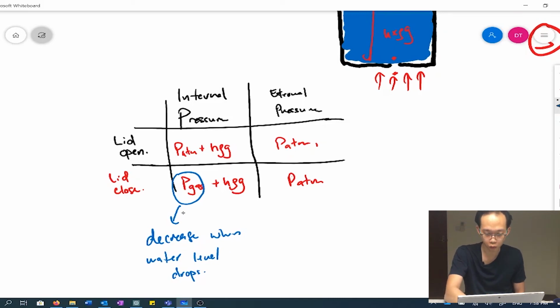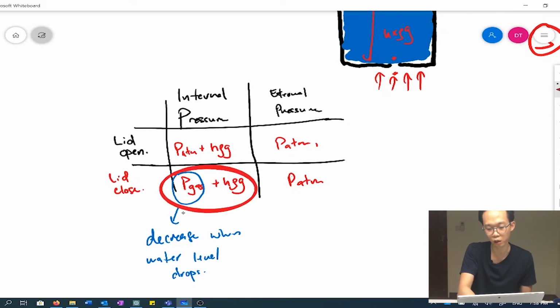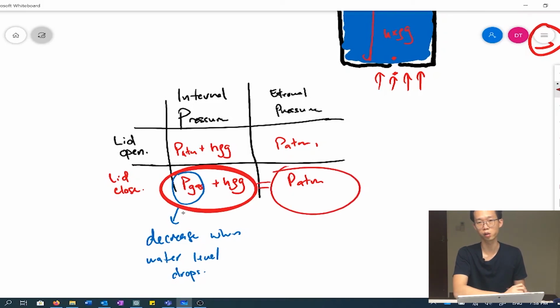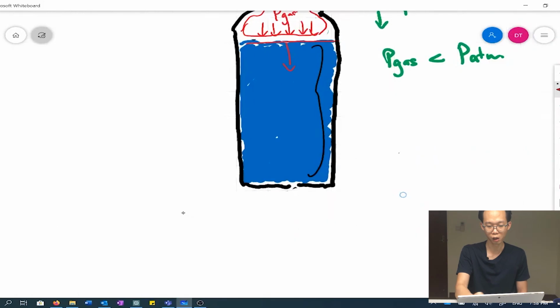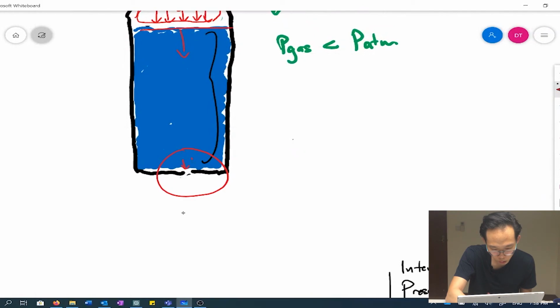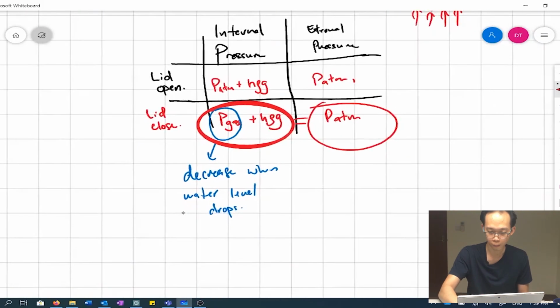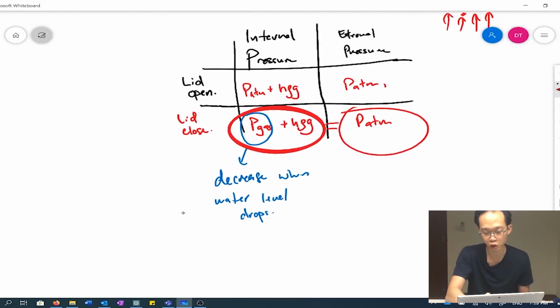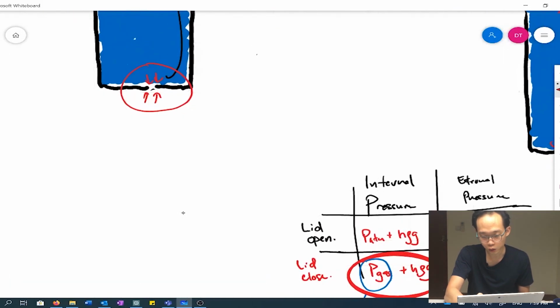So there will be a point where this pressure decreases to the extent that the total pressure on the inside, P gas plus h rho g, is going to be equal to the atmospheric pressure pushing in from the outside. If we think about what's happening at this point, you have a certain amount of pressure inside, a certain amount of pressure outside, and this amount of gas here can change. When these two are equal, then there is no net force pushing the liquid out anymore. And so this is how we explain the phenomenon using Sec 3 and Sec 4 physics concepts.